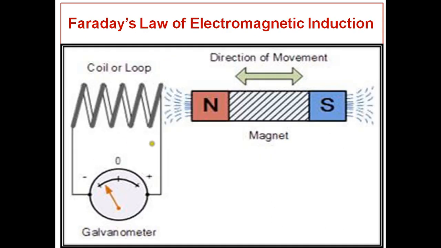Now here we have already discussed this. For Faraday's law, this is the electric coil, or we can say the loop of wire, and here the galvanometer is arranged for it. Also here is the bar magnet with the north and south directions, and the direction of the movement. When you are moving this magnet, we are going to see what its effect will be.